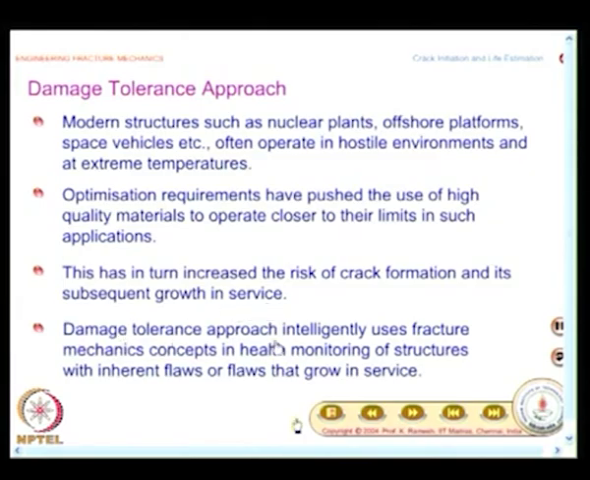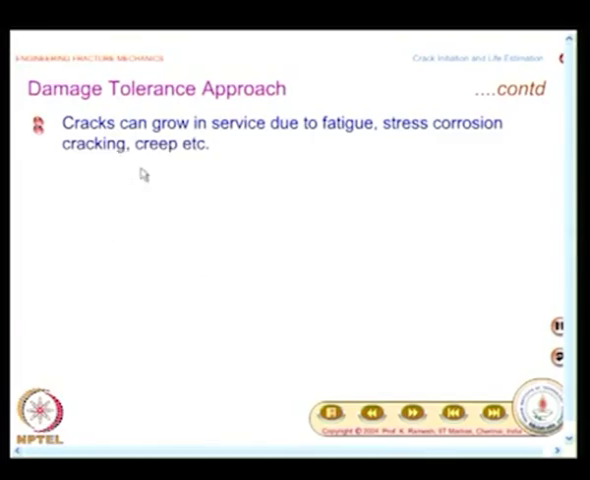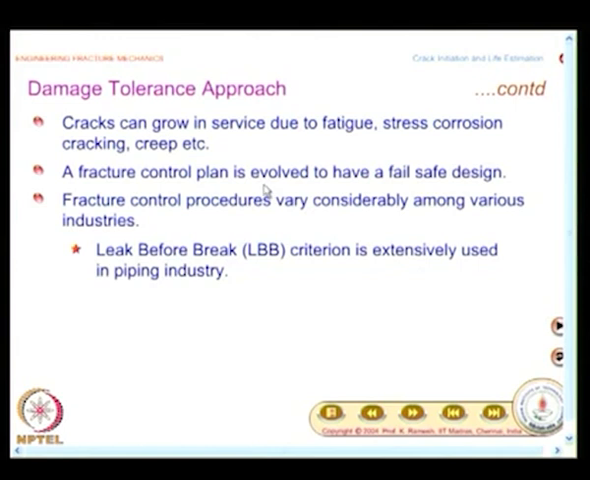So, the damage tolerance approach intelligently uses fracture mechanics concepts in health monitoring of structures with inherent flaws or flaws that grow in service. So, damage tolerance is nothing but practical utilization of fracture mechanics concepts in the field. How do you go about it? And we all know that cracks grow in service due to fatigue, stress corrosion cracking, creep, etc. So, you need to evolve a fracture control plan. What is the role of the fracture control plan? It is to have a fail safe design.